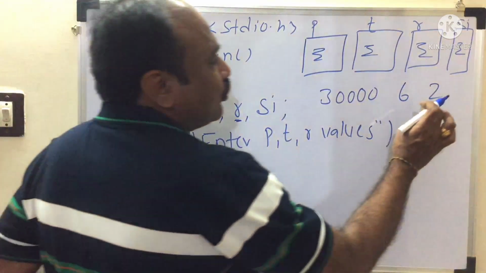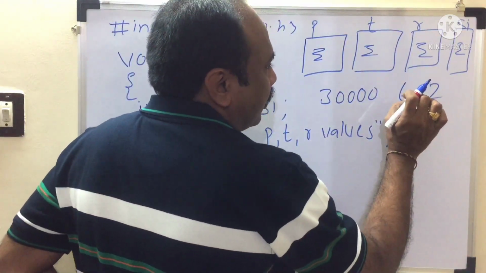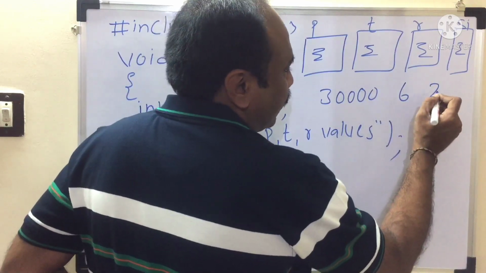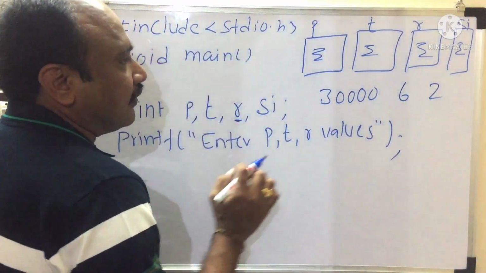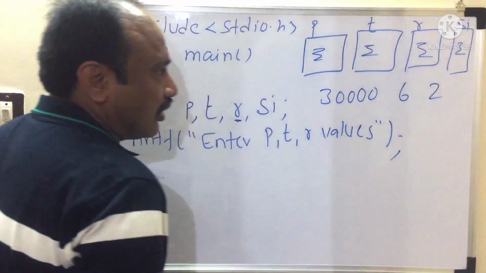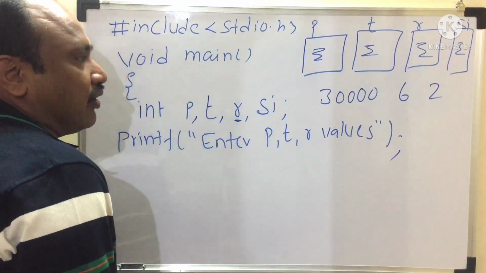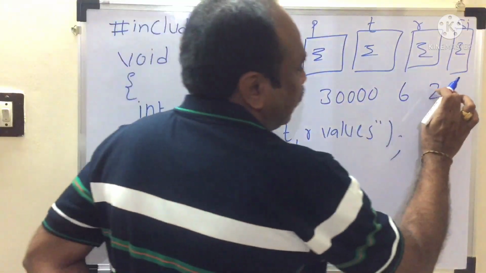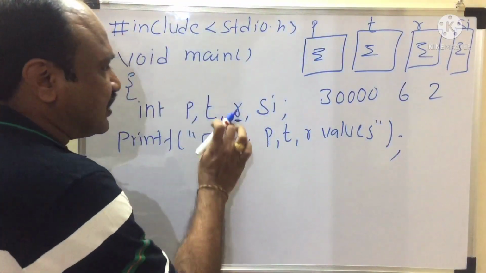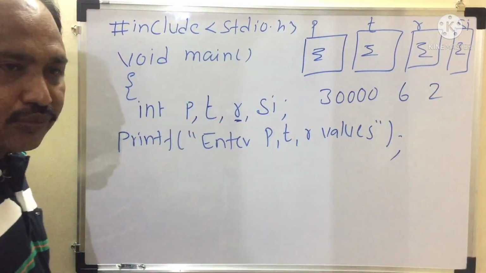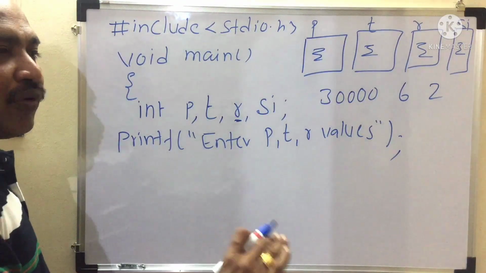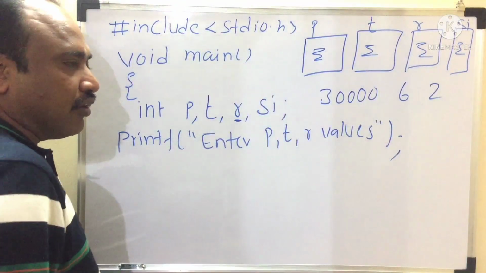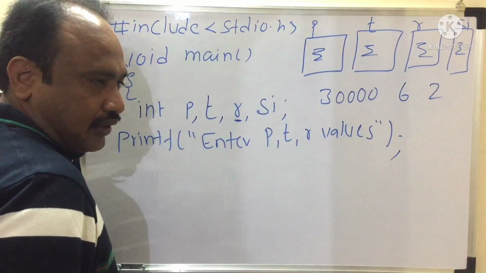So, if you want to use it as a float value, then you have to specify float R. Then you can provide 2.5. If you specify R as integer and try to provide 2.5, it will not accept it, because R is basically an integer and will accept only integer values. Even if you provide 2.5, it will ignore the value after the decimal point.